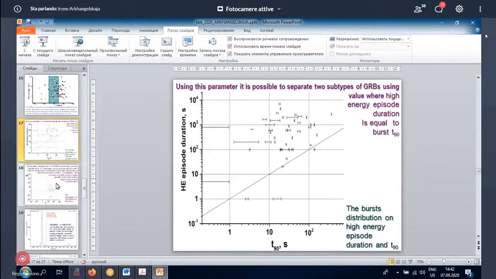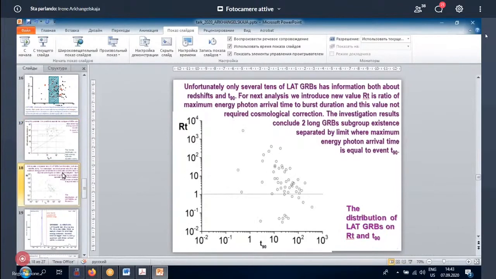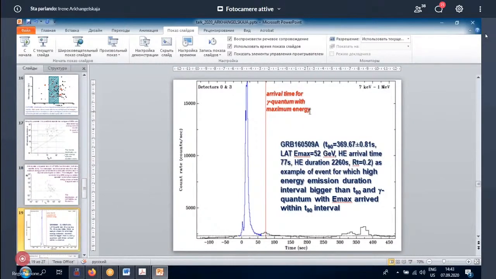But this parameter requires cosmological correction too, and it is possible to introduce a new value RT, the ratio of maximum energy photon arrival time to burst duration in the low energy band. This value will not require cosmological correction. And using this value, bursts are approximately divided into two classes. Examples of such bursts are shown on the following slides.